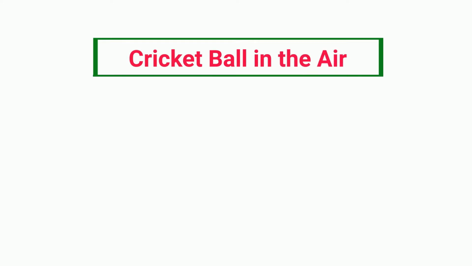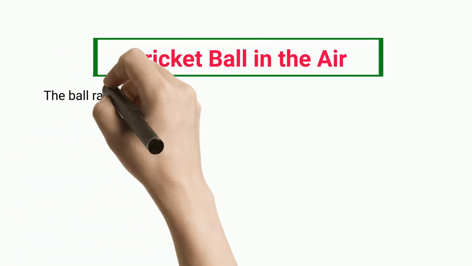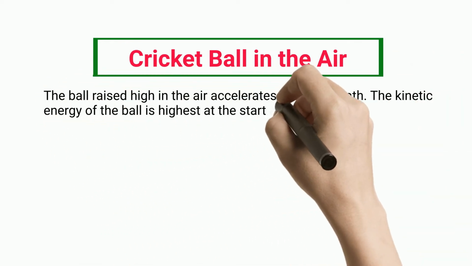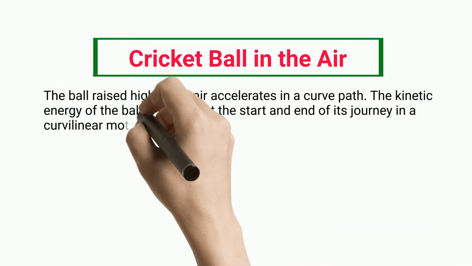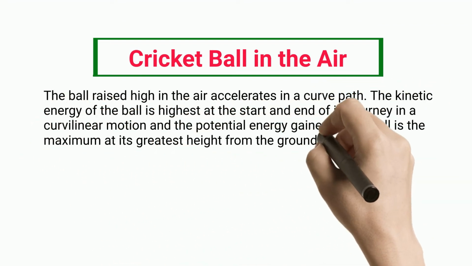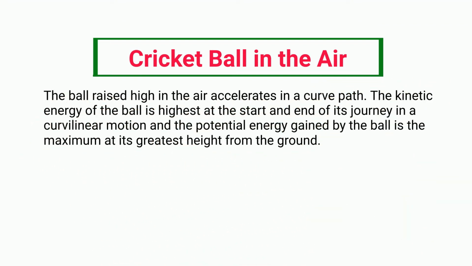Cricket ball in the air. The ball raised high in the air accelerates in a curve path. The kinetic energy of the ball is highest at the start and end of its journey in a curvilinear motion, and the potential energy gained by the ball is the maximum at its greatest height from the ground.